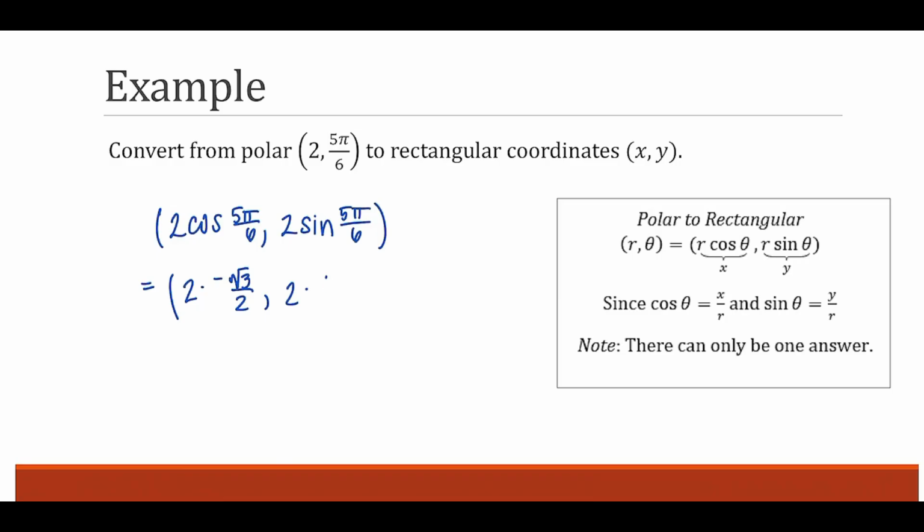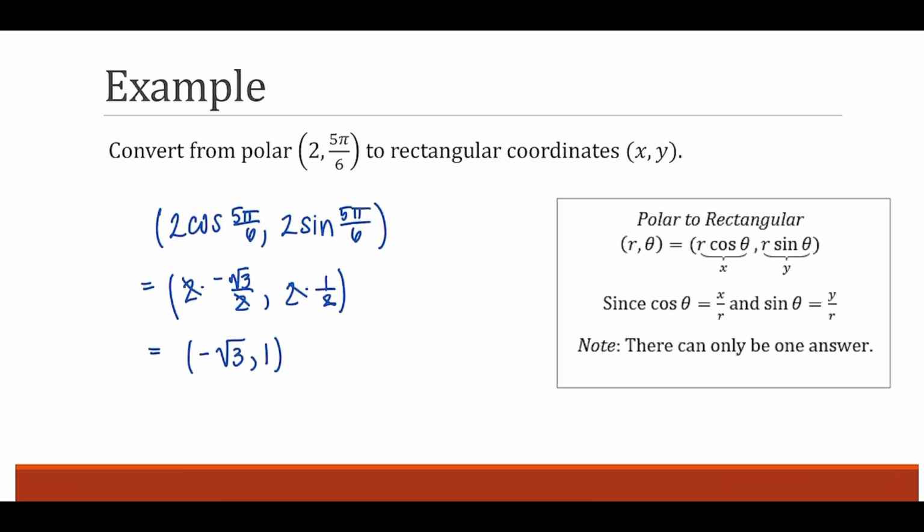That's going to be a positive 1/2. So notice that the 2's in each of them are going to cancel out. So my coordinate point is going to be negative the square root of 3, 1. And we can just do a brief check just to make sure that we're in the right quadrant.